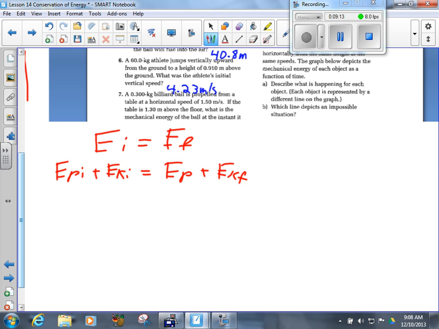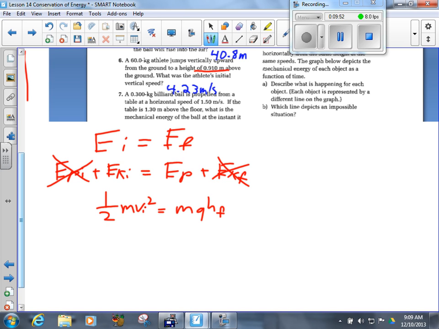At the beginning, since he's on the ground, this is 0. At the end, when he's at his maximum height, which one of these is 0? The kinetic, because he's not moving. All right, because he jumped straight up in the air. All right, do I have a formula for kinetic energy? Okay, 1/2 mvi squared. Formula for potential? mgh. All right. They told me he reaches a height of 0.910 meters. That's hf. Okay. They told me his mass, 60 kilograms, even though it won't matter.